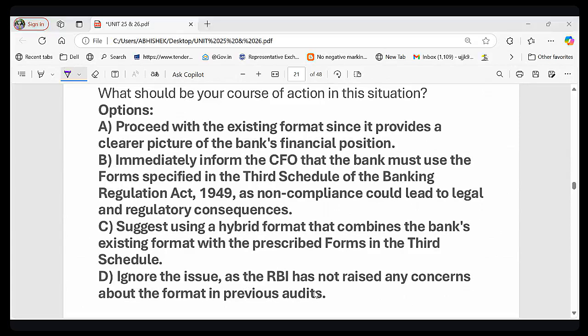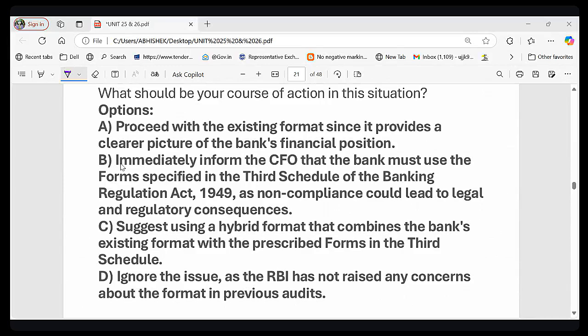What do you think? What should be your immediate course of action in this situation? आपने सिचुएशन समझा ना? सिचुएशन क्या है आपने समझा ना, कि जो फॉर्मेट है, आपको लगा कि वैसा फॉर्मेट बैंक फॉलो नहीं कर रही है, और सीएफओ ये कह रहे हैं कि the CFO is asserting that the bank has been using this format. So what do you think in this? What is the most possible answer in this situation, right?